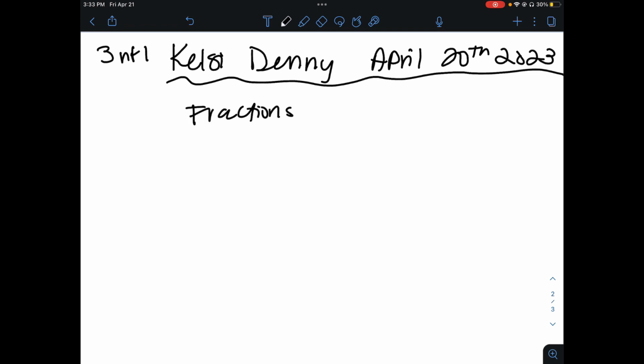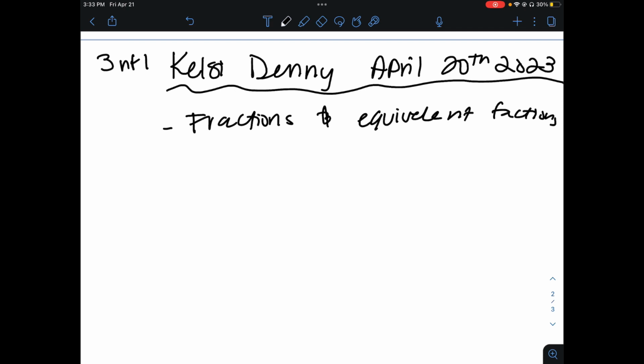Fractions and equivalent fractions in a live portion that'll come after this. This can be found on page 172 of your book, and this is a lesson for third graders.